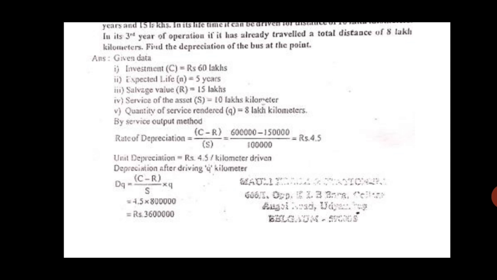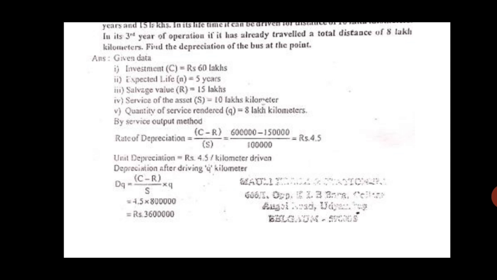So in the service output method of depreciation, we are not computing the depreciation based on time. It is based on the service rendered by the asset. Here we can see this Volvo bus has a life of 10 lakh kilometers, the initial cost was 60 lakhs, salvage value is 15 lakhs, and the life is only 5 years. But if it has already travelled 8 lakh kilometers, what is the depreciation?